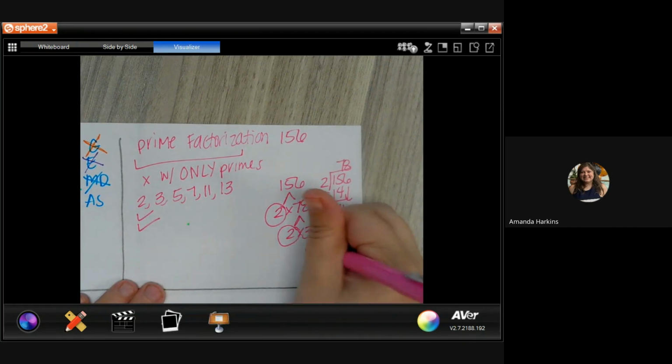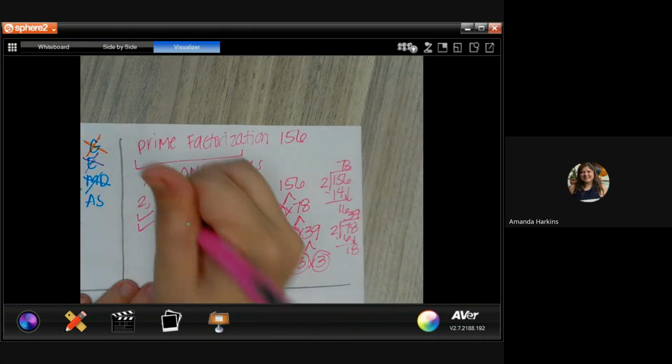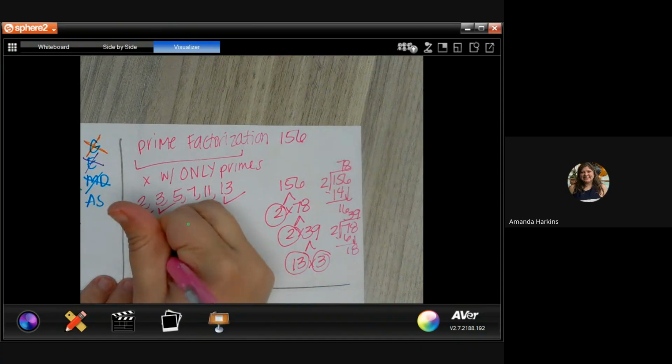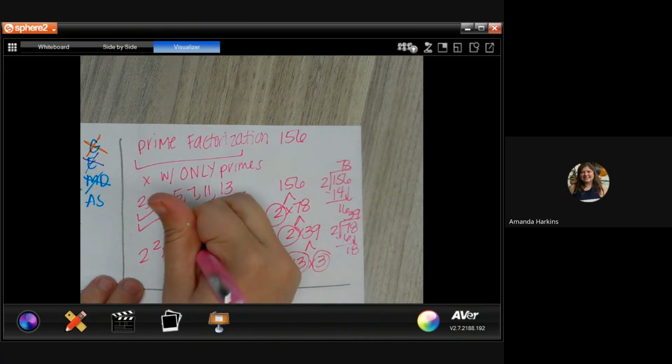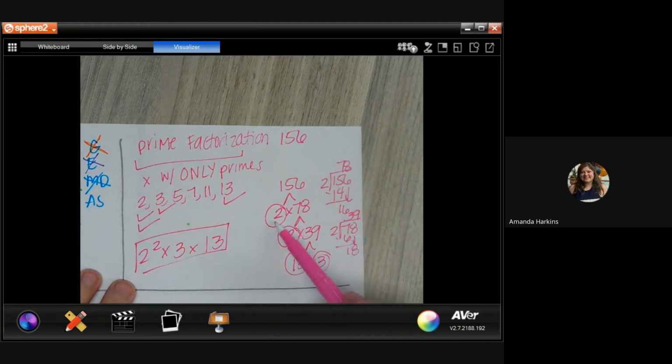I can break down 39 because 13 times 3 gets me 39. I am done. So my answer would be 2 squared times 3 times 13. Because I had 2 2s, I have 1 3, and I have 1 13.